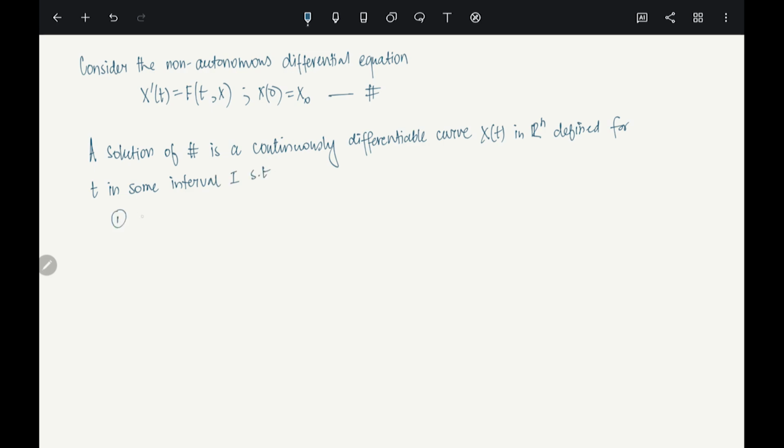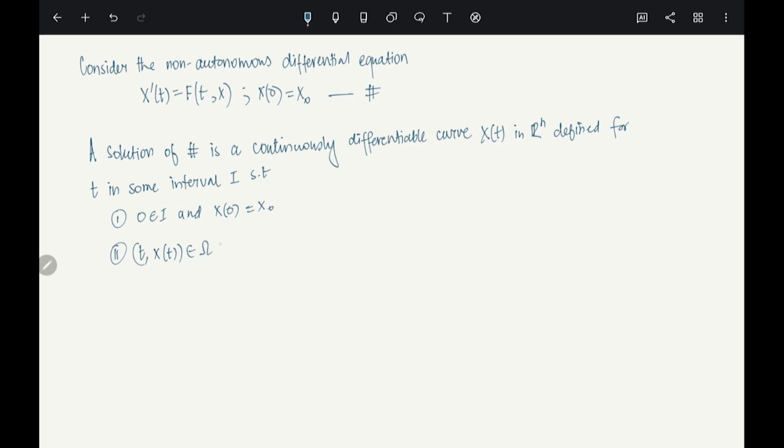Number 1, 0 is in I and x of 0 has to be x naught. Of course that should be true, right? So the solution which you are going to get should be defined in a neighborhood of 0. Clear? And number 2, for all t, x of t must be in some omega. What is omega? I will define omega.